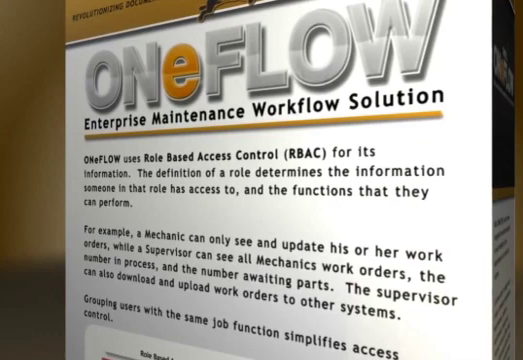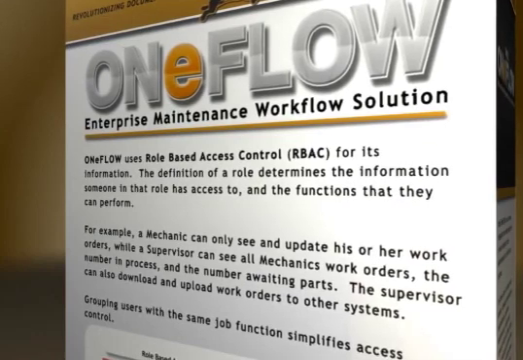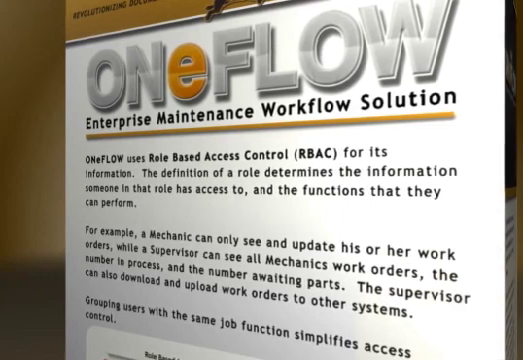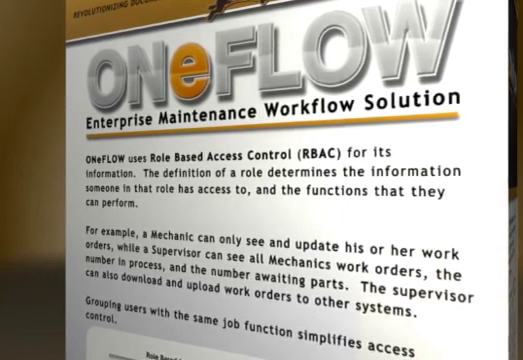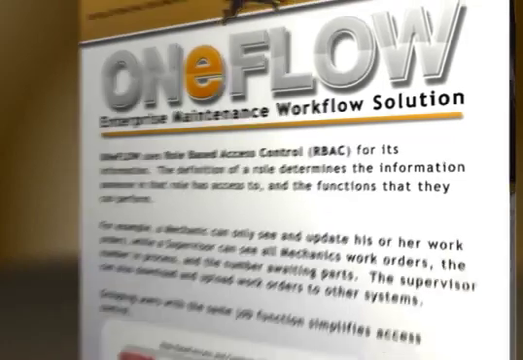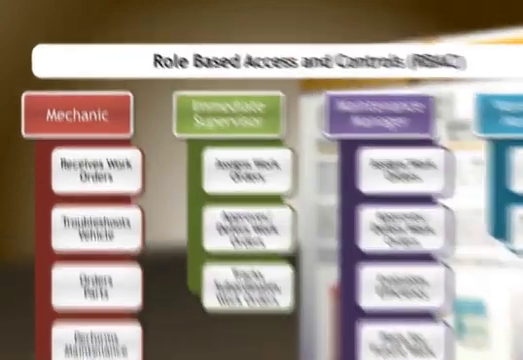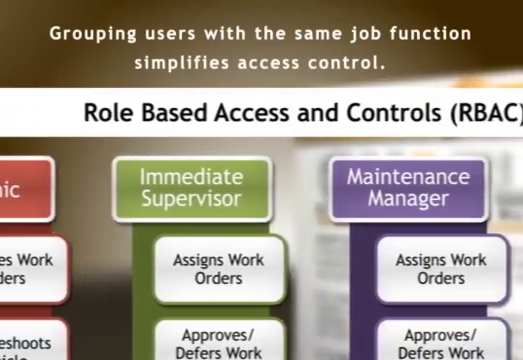ONeFLOW uses role-based access control, RBAC, for its information. The definition of a role determines the information someone in that role has access to and the functions that they can perform. For example, a mechanic can only see and update his or her work orders, while a supervisor can see all mechanics' work orders, the number in process, and the number awaiting parts. The supervisor can also download and upload work orders to other systems. Grouping users with the same job function simplifies access control.